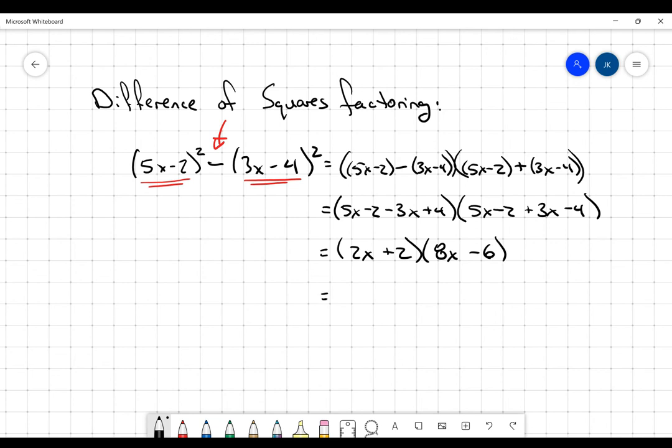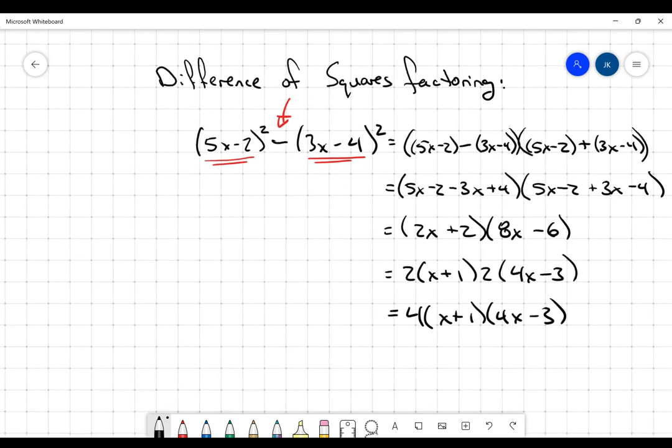And the interesting part here is I'm getting a common factor in that first factor. So I'm going to take out the 2. And then I've got a common factor of 2 here, and that's going to give me 4x minus 3. Now, because order doesn't matter with multiplication, I'm going to bring those two 2's together to get 4 times x plus 1 multiplied by 4x minus 3.